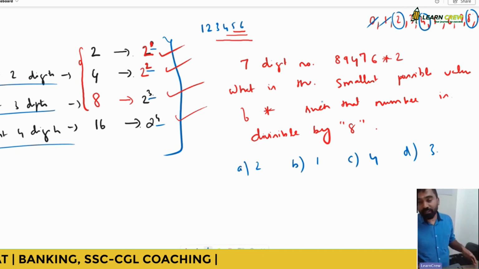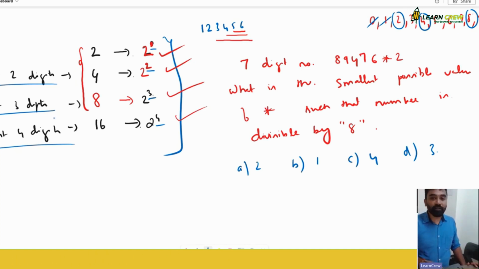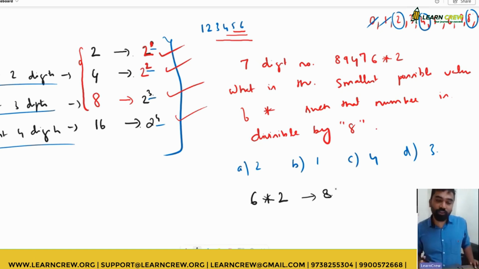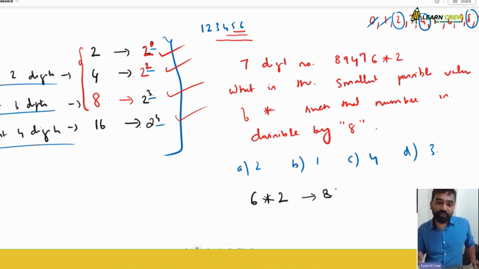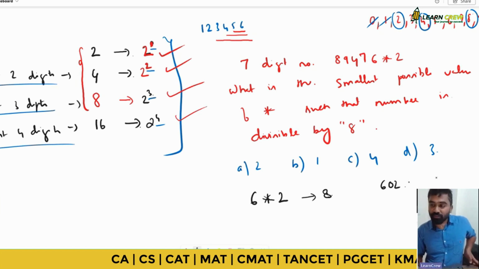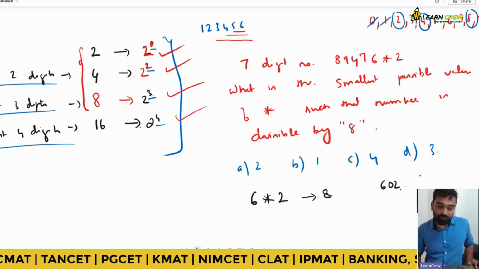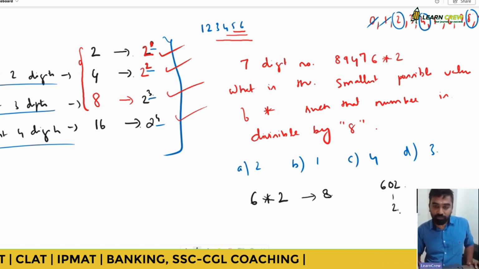Now, what is the rule for 8? The last 3 digits should be divisible by 8. Here, what are the last 3 digits? We do not know, so it is nothing but 6*2. It should be divisible by 8. Now, we do not know what the given number is. The first method is to just substitute these values and check if it is divisible. The next method would be, instead of star, you just put 0. 602. Is it divisible by 8? No. With 1, 2, it won't be. With 2, 2, it won't be.